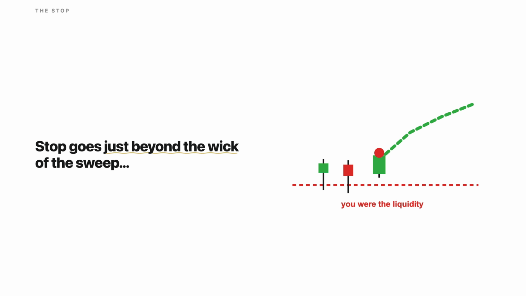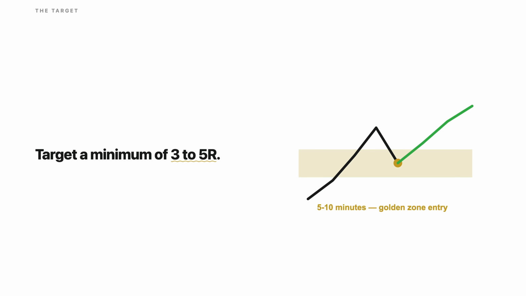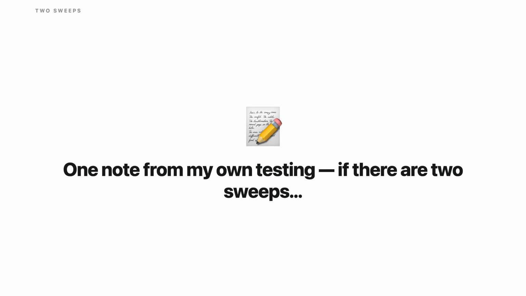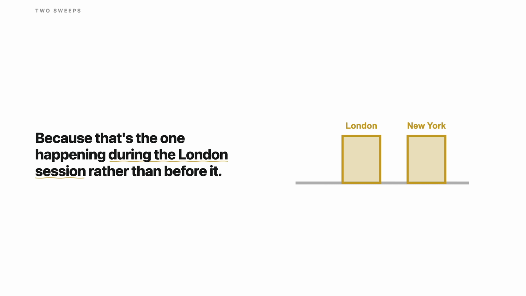Stop goes just beyond the wick of that sweep, because if the price genuinely reclaims that level, my idea was wrong and I want out cheap. Target a minimum of 3 to 5 R. One note from my own testing: if there are 2 sweeps, I take the second manipulation of the range, because that's the one happening during the London session rather than before it.